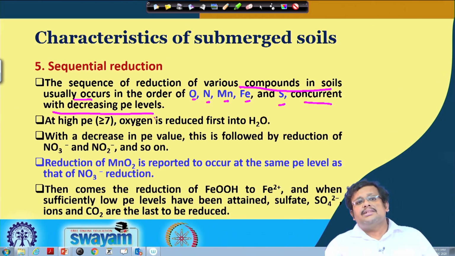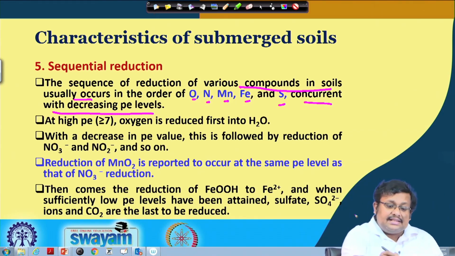And also remember that reduction of MnO2 or manganese dioxide is reported to occur at the same PE level as that of nitrate reduction. We will also see that in the next slide. And then comes the reduction of Fe(OH)3 to ferrous Fe2+, and when sufficiently low PE levels have been attained, then we can see the reduction of sulfate ions and carbon dioxide. These are the last couple of ions or compounds which get reduced when there is a decreasing PE or redox potential. So, we will see that in the next slide.